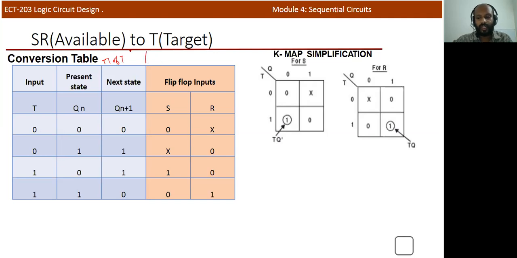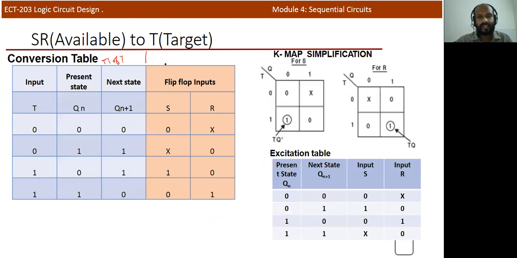Then by looking into the excitation table of SR, so this is the excitation table of SR, we need to check the values. For a 0 to 0 transition, the SR input would be 0, X, and for a 1 to 1 transition it should be X, 0. For 0 to 1, it's 1, 0, and for 1 to 0, it is 0, 1. So we got the conversion table.